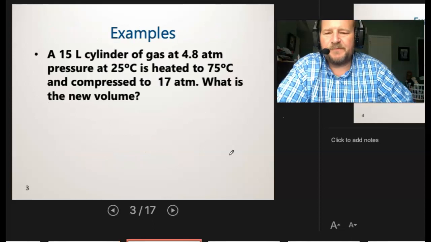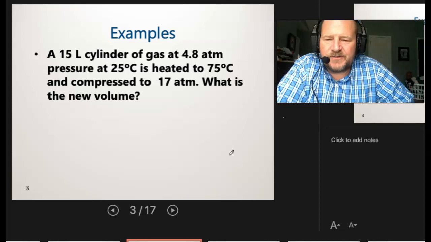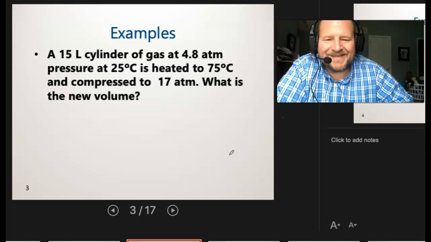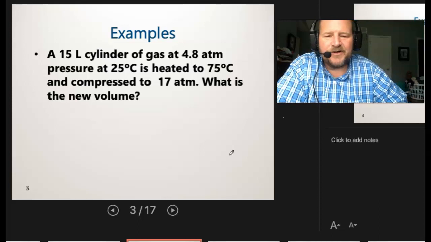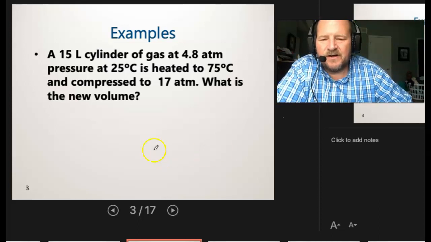So an example: a 15-liter cylinder of gas at 4.8 atmosphere pressure at 25 degrees C, lots of information in here, is heated to 75 degrees C, then compressed to 17 atmospheres. What is the new volume? So now we're going to change the temperature, we're going to change the pressure, and we're going to see what the impact is on volume.